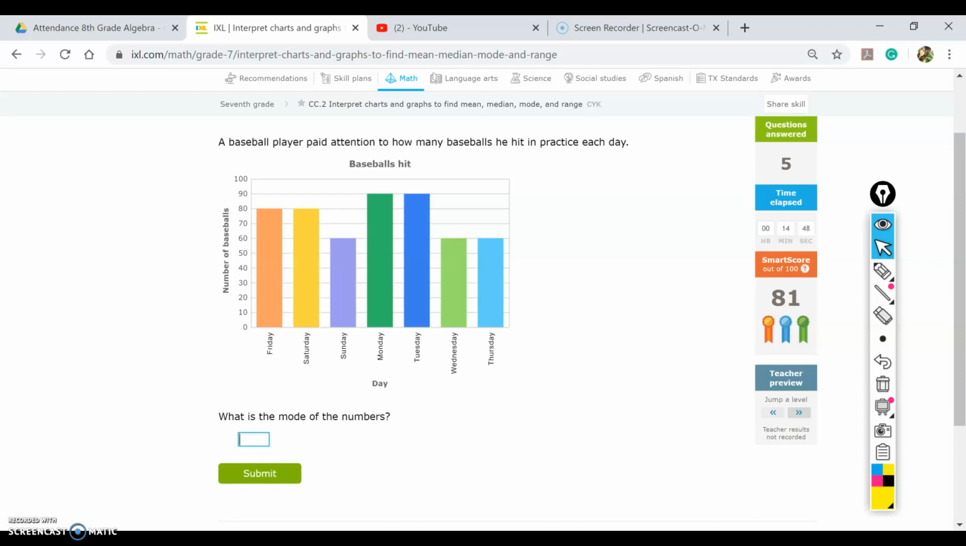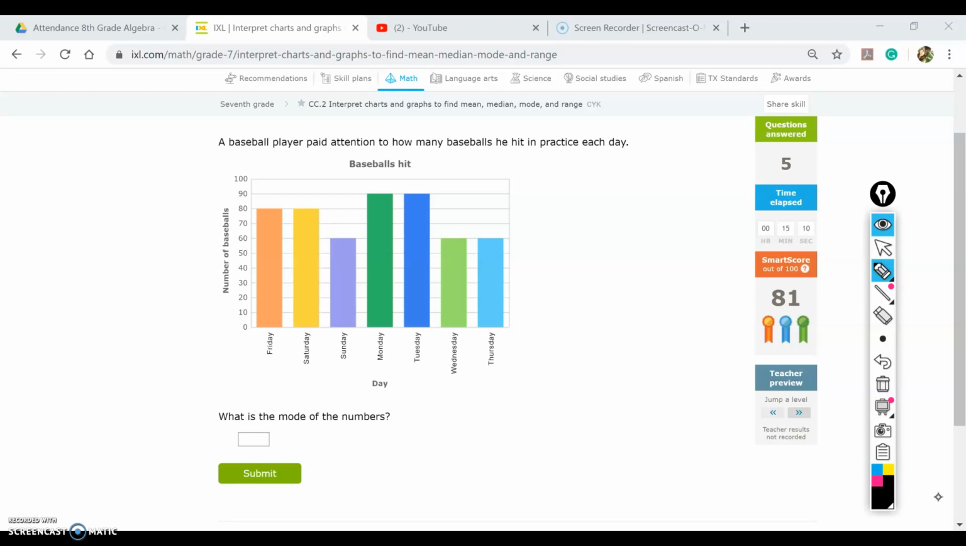A baseball player paid attention to how many baseballs he hit in practice each day. And then you have the little chart. What is the mode of the numbers? Remember, the mode is the one that repeats the most. So in this case, if I find the number of baseballs per day, I can find which one is repeating the most.